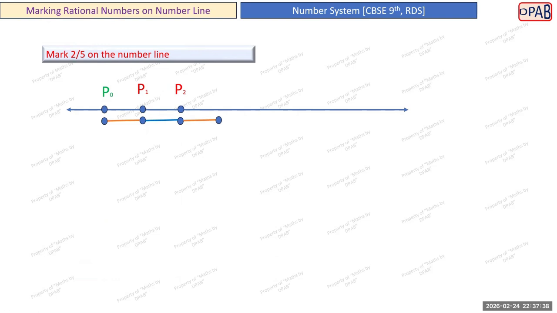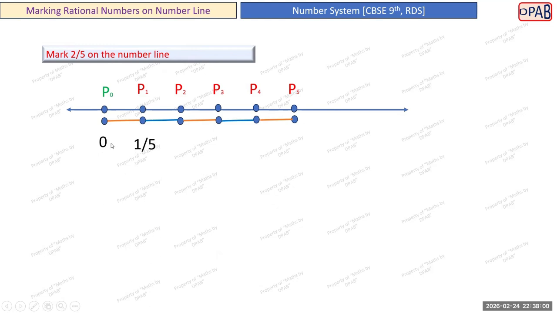keeping the same length. Okay, so next one is P3, next one is P4, because the equal part in the denominator is 5. So we have to go up to P5. Keep on marking this. Now you have got the whole length as P0 to P5, which is 1. Okay. But what we wanted is 2 by 5.